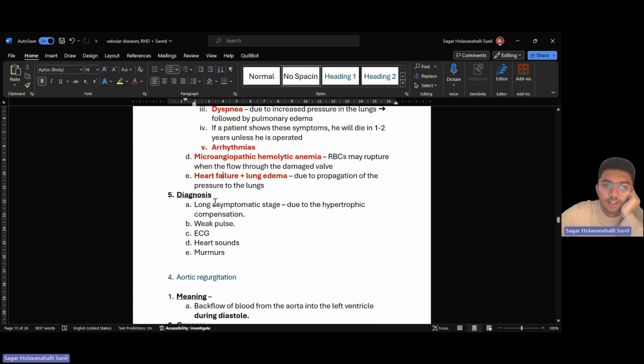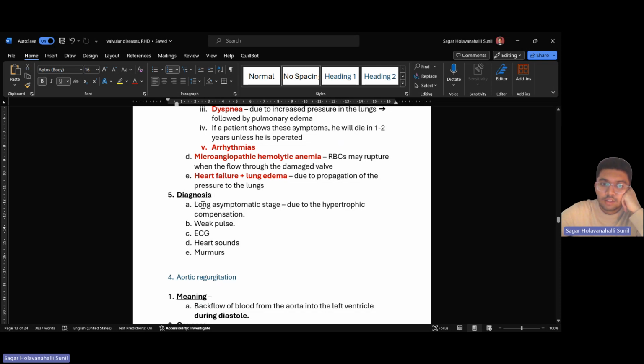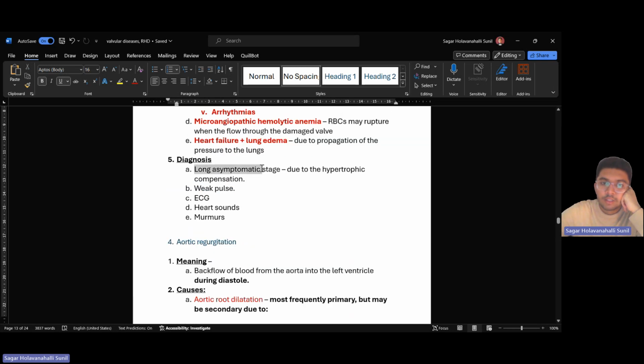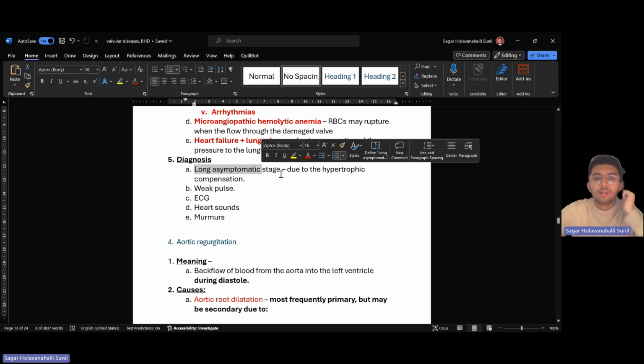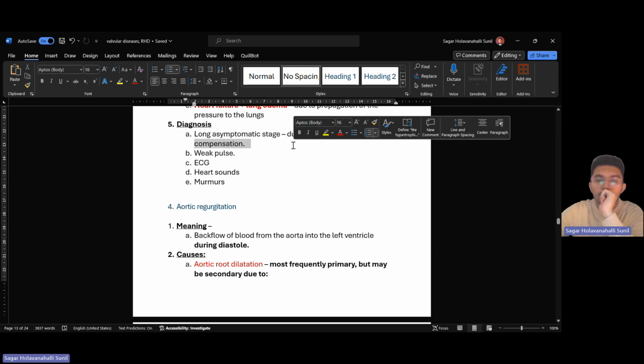Anyways, diagnosis is again murmurs, heart sounds, ECG. The pulse is weak because there's low pressure in the aorta, and there's a long asymptomatic stage where the patient may not complain of anything. This is because there can be a hypertrophic compensation.